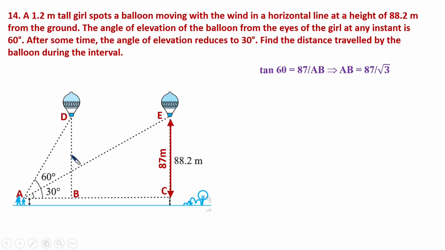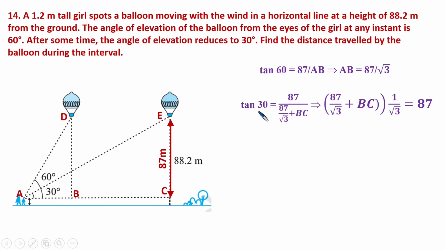So here we write, for the initial position, this is 60 degrees. I write tan 60 is 87 by AB, as this is the opposite side and the height is the same. And tan 30 will be the same opposite, 87 by AC. So AB is nothing but 87 by tan 60, which is root 3. And tan 30 again I write as opposite by adjacent, 87 by the adjacent. The adjacent is nothing but this AB plus BC, that is 87 by root 3 plus BC.